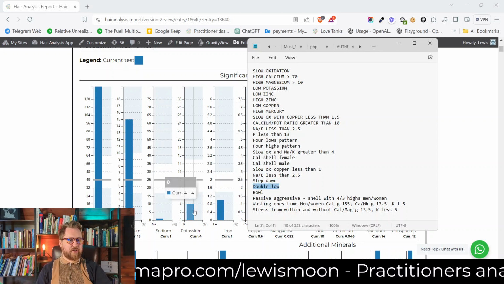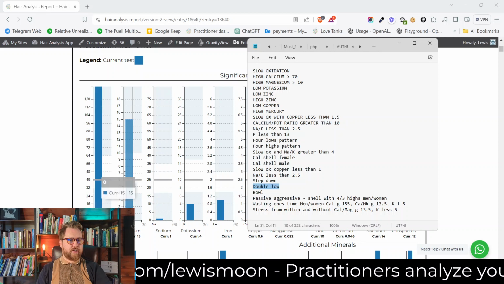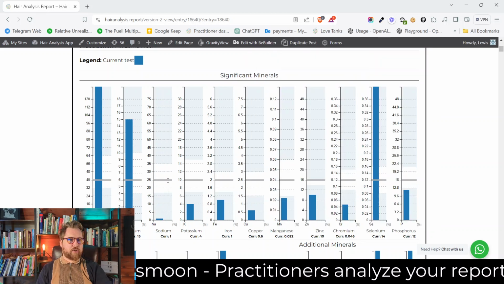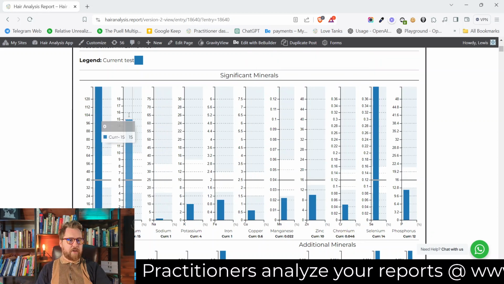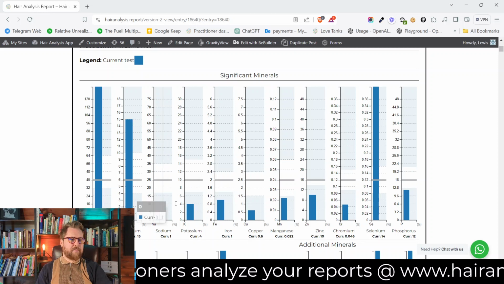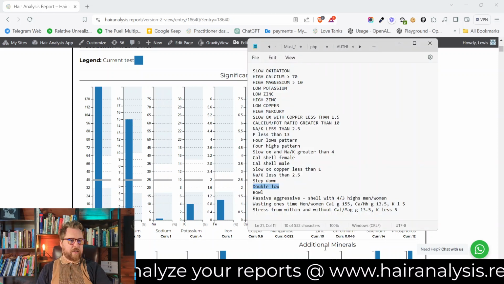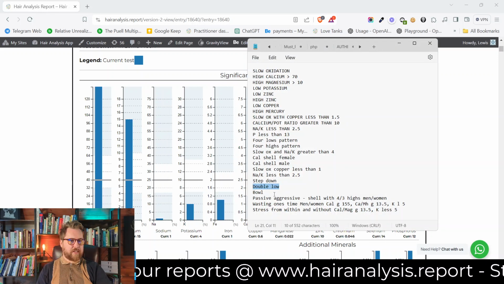So double low ratio, this again is not a double low ratio. So double low ratio is like a sawtooth pattern on the first 4 minerals. Again, an indication that the body is under stress.